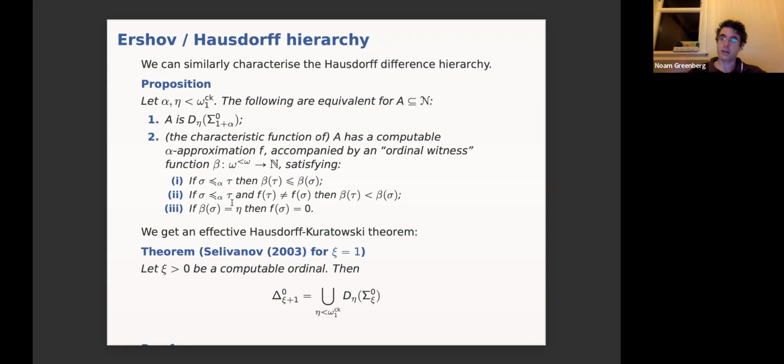And so basically what this means is that this function beta is a witness to the fact that this approximation actually converges, stabilizes, along the alpha true initial segments of every real. So it actually approximates a well-defined function.